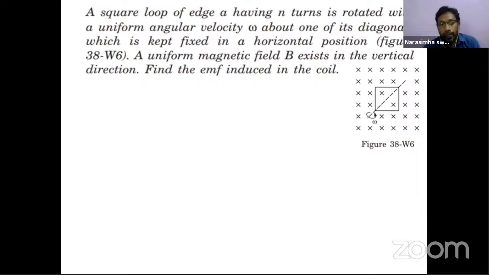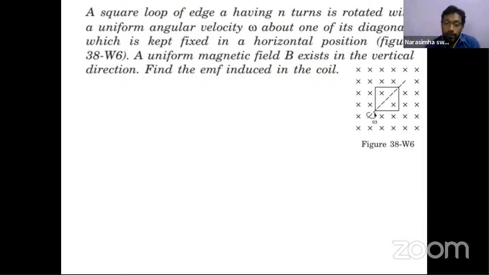See, why should EMF be induced over there? Tell me. What is the reason for production of induced EMF? Because of the change in magnetic field. Just looking at the diagram, the magnetic field is moving inward. But how is it changing? It's not changing. But what is changing here? Area of cross section is changing, because along the diagonal, this loop is rotating.